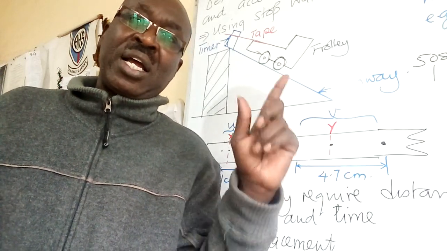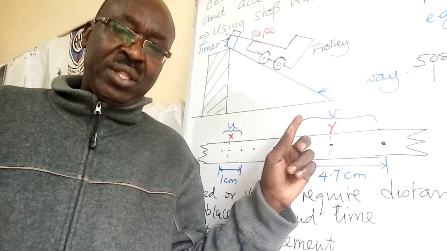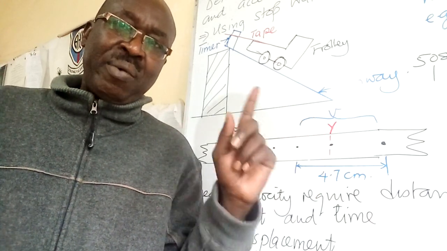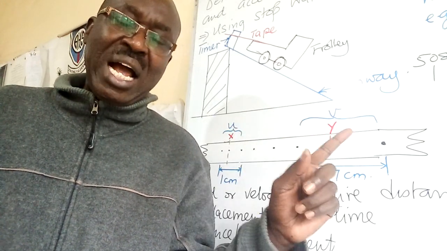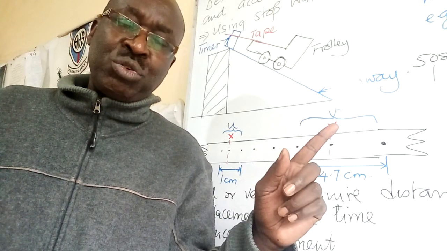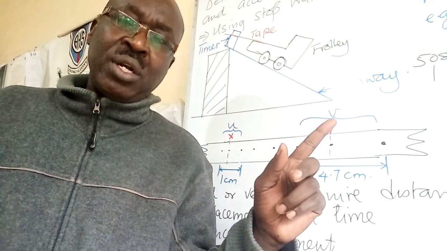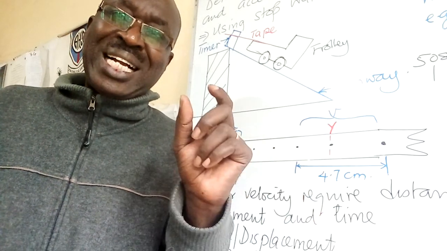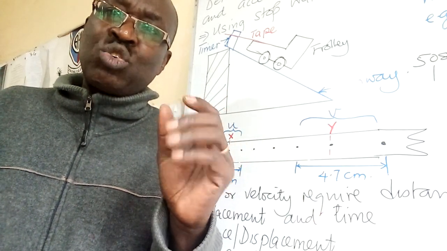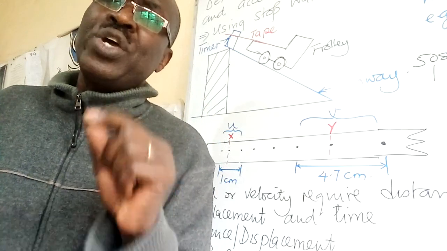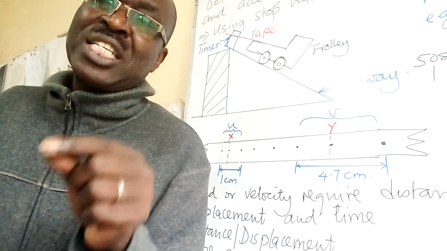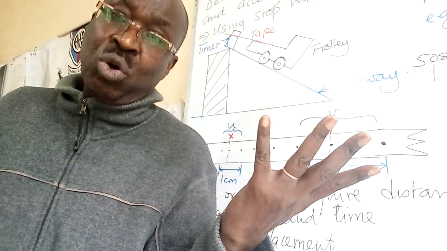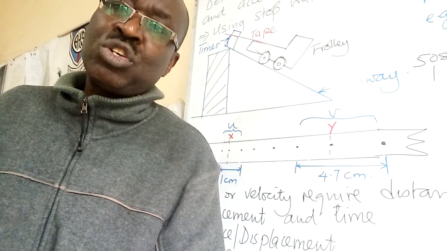In line with linear motion. We are doing linear motion. We cannot use stopwatch. We are going to use ticker timer. Reason being, ticker timer enables us to carry out an activity within a very short time, such that it is not possible to do with the normal stopwatch.